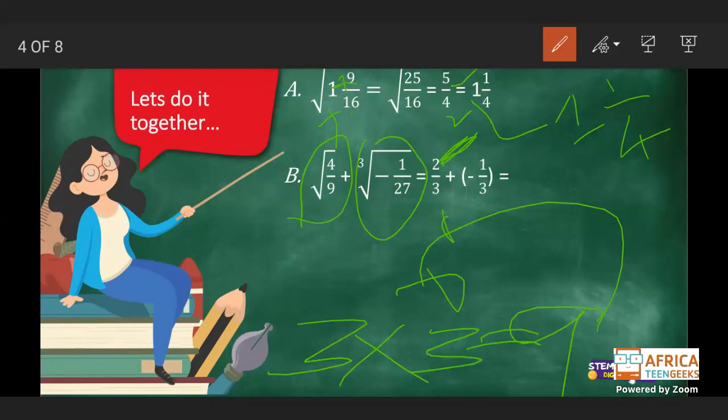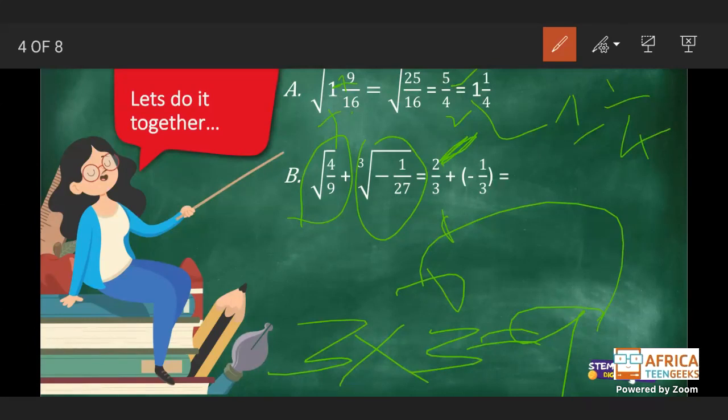before you can calculate this one, you need to simplify it first. We need to simplify it first before we can actually calculate, right? So when we simplify this one, it's already simplified. You can see, because we have 1 over 27. We don't have a number that can be simplified, right?